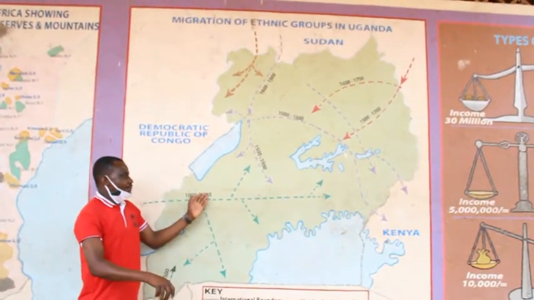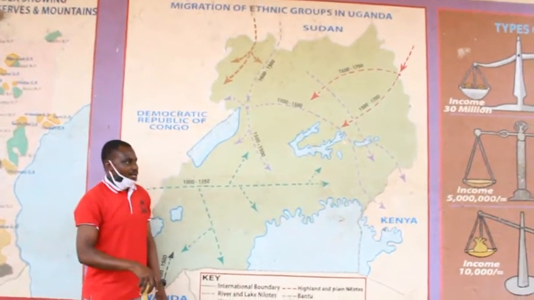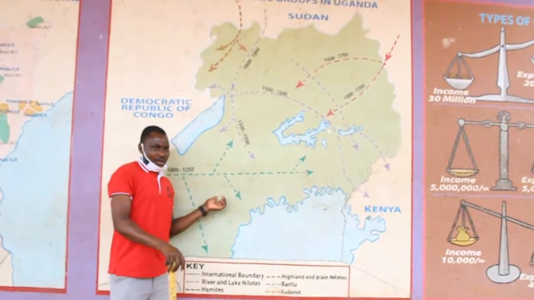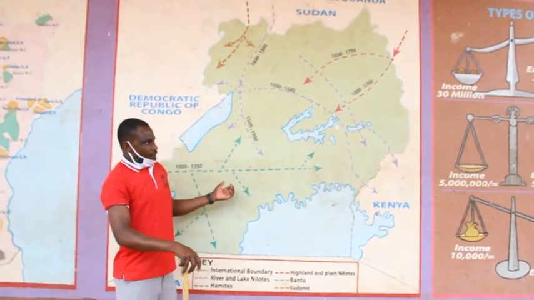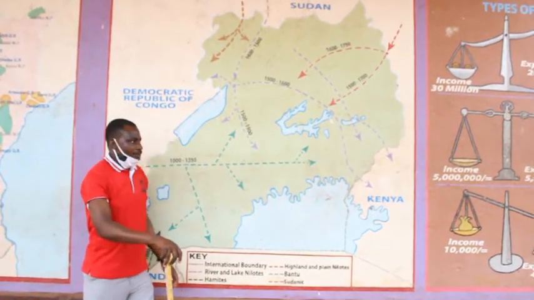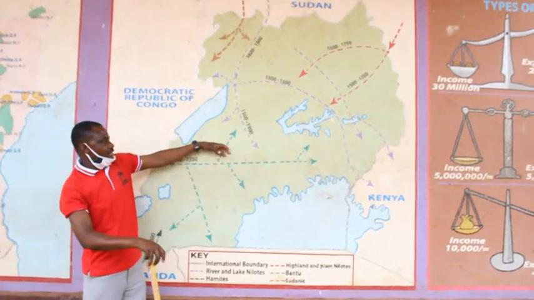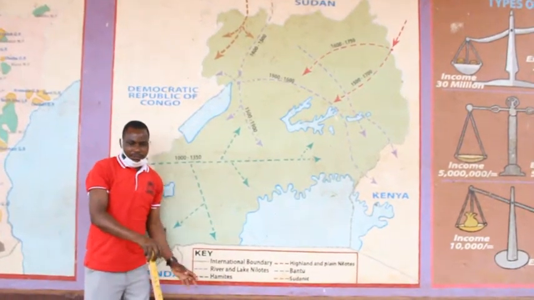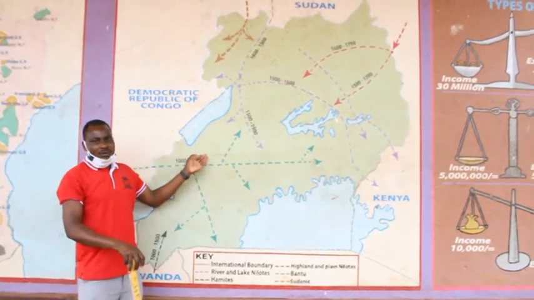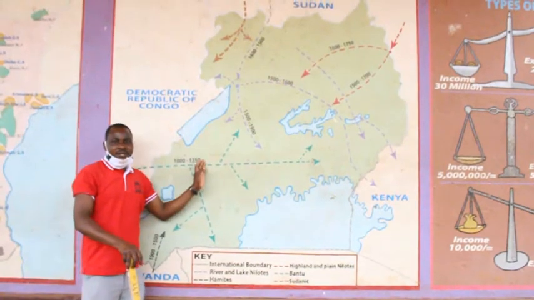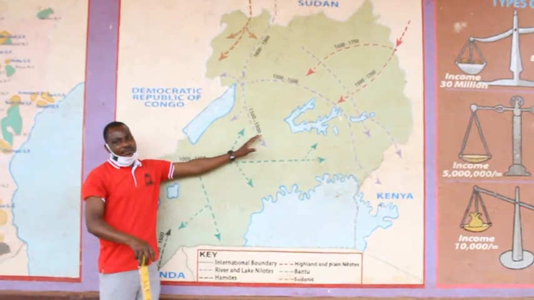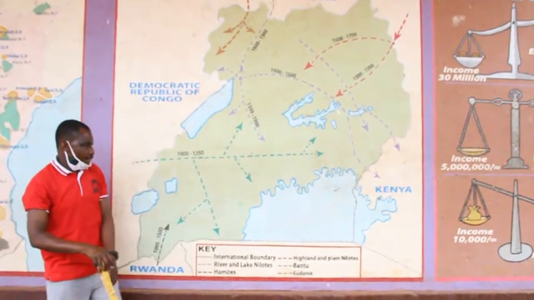And we have very many examples of Bantu tribes in Uganda. If you look at the central region of Uganda, we have the Baganda as an example of the Bantu tribe. We also have the Banyoro, etc. Now we can also look at the examples of Bantu tribes in Uganda. We have the Baganda, the Bagisu, the Basamia, the Bagwere, the Banyankole, the Batoro, etc. So there are very many examples of the Bantu tribes in Uganda.